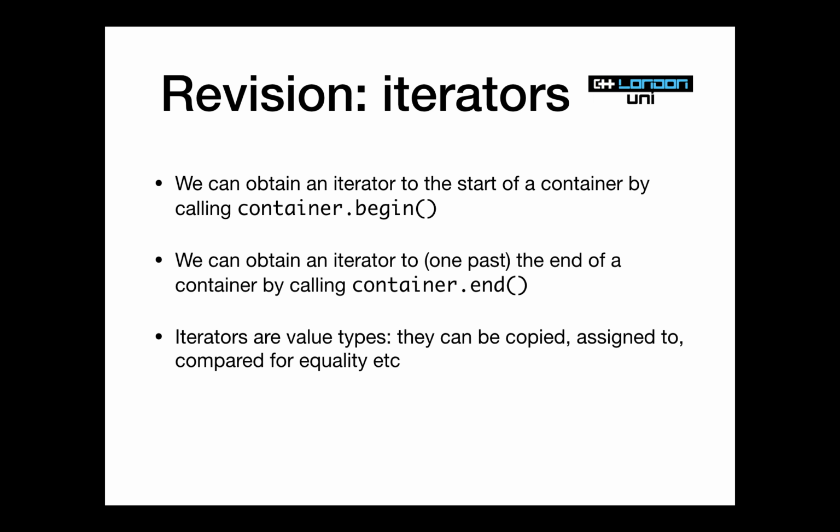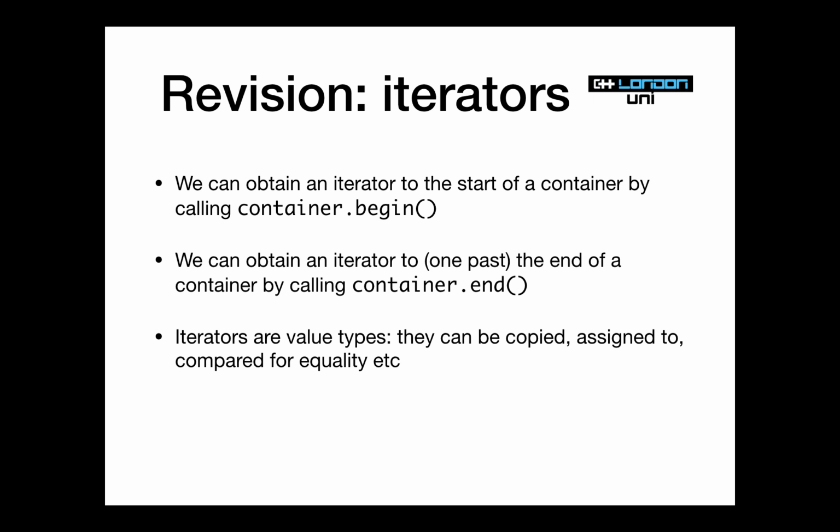Now this is really important. Iterators are what we call value types. If you've been following the course, I bang on and on about value types. I talk about value types a lot, and iterators are value types. That means we can copy iterators and we can assign to iterators. And when we copy them, with one small exception, those copies are independent.